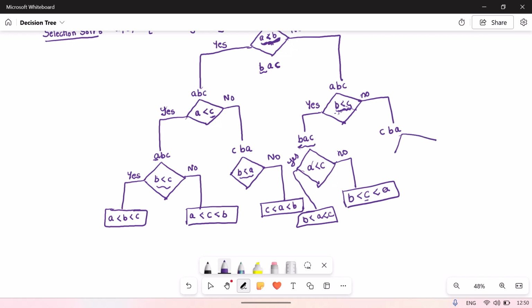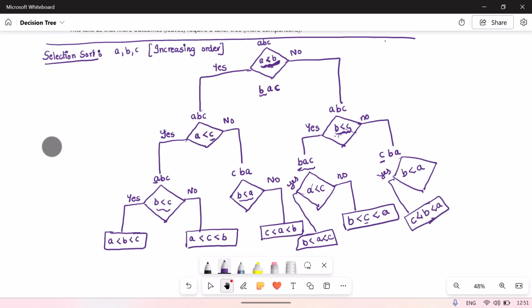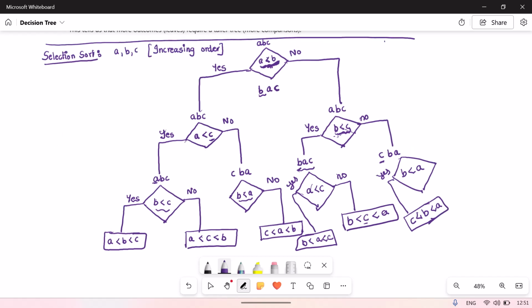Next, C has got its position. Now let us confirm whether B and A are in the correct place. If it is yes, then it will be C, then B, then A. Like this. So this is the selection sort.